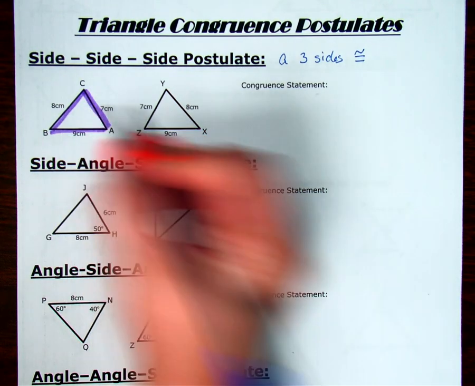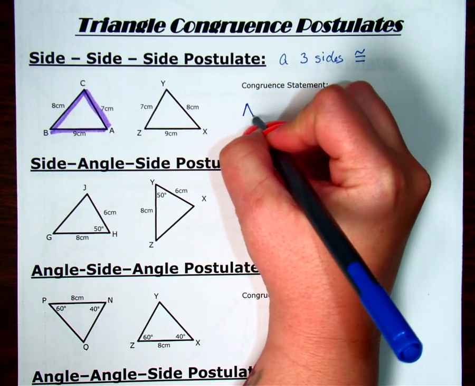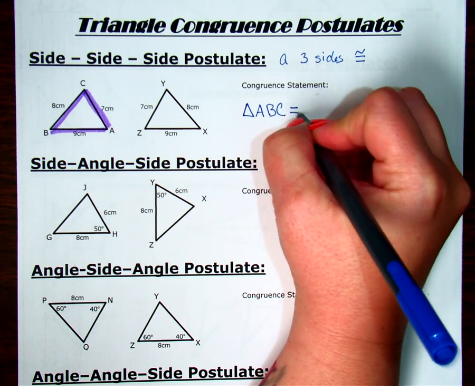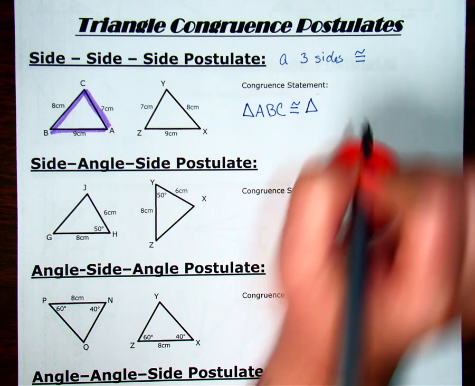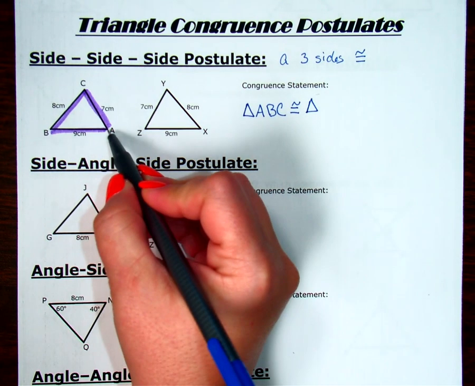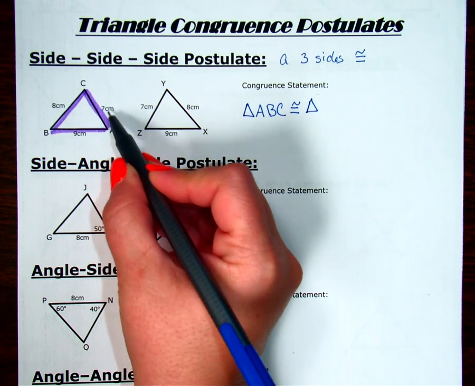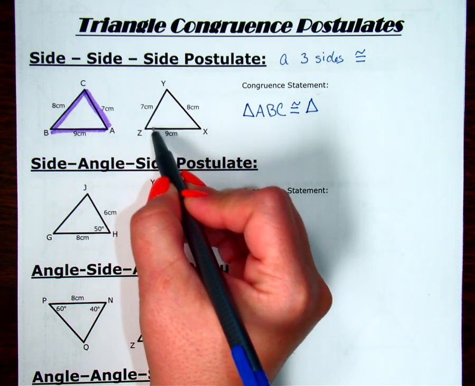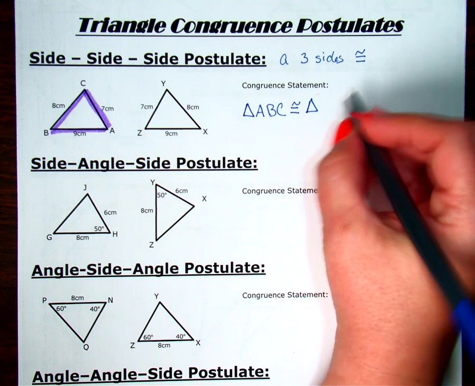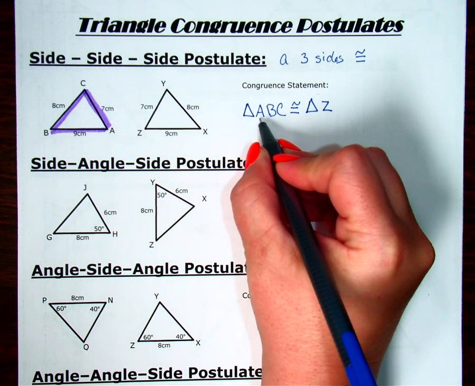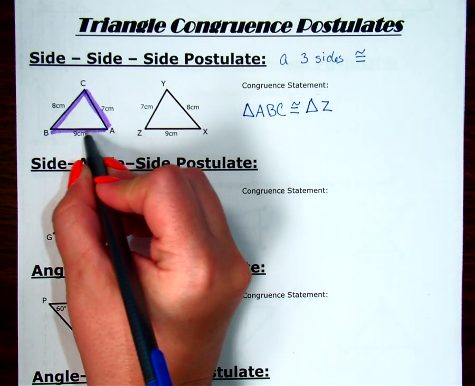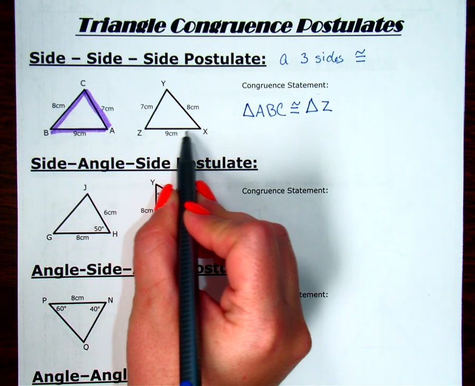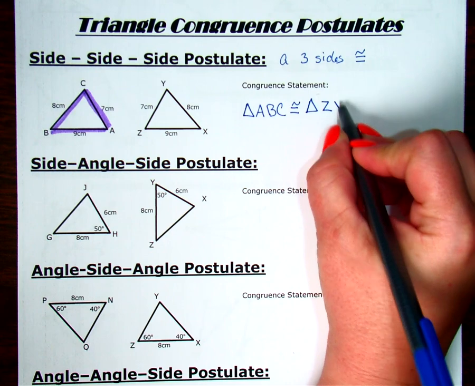I can start with the first triangle and say triangle ABC is congruent to triangle, and then remember order is important. So if I start here at angle A, which is between the 7 and the 9, I have to start between the 7 and the 9, so that puts me starting at Z. And then from A I went to B, so I went across the 9 centimeters to B. So from Z I'm going to go across the 9 centimeters to X, and then end up at Y.